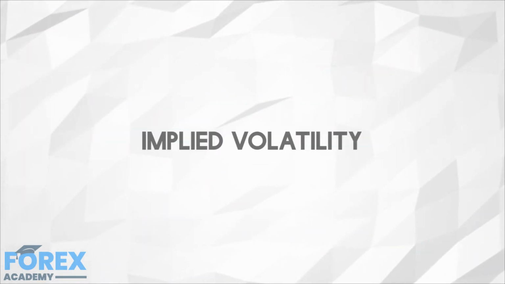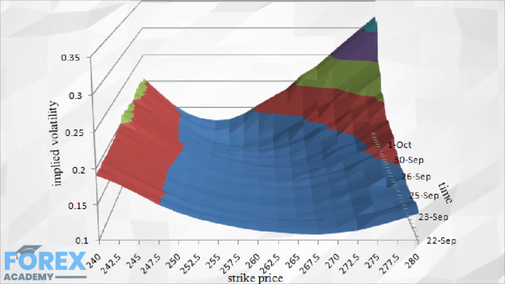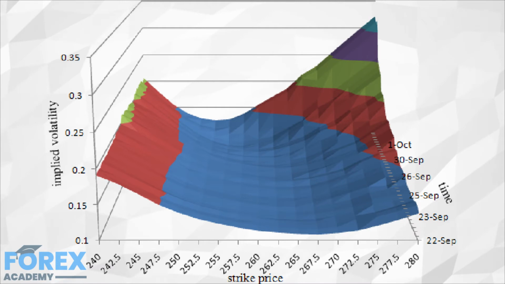Implied volatility. Implied volatility represents the volatility of an asset expected by the market over the life of an option. The difference with historical volatility is that the latter is based on the past price changes. In contrast, implied volatility is the volatility implied by the current price action of a given option. Historical volatility looks past, whereas implied volatility reflects the market's expectations for future volatility.